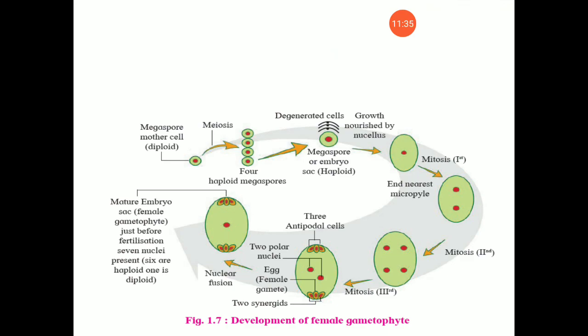So, today we have learned female reproductive whorl, then structure of anatropous ovule, then megasporogenesis and development of female gametophyte. Thank you.